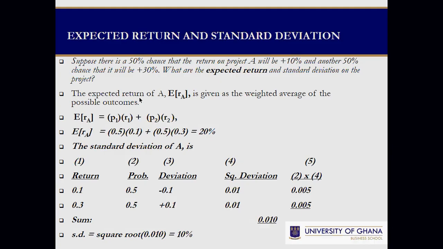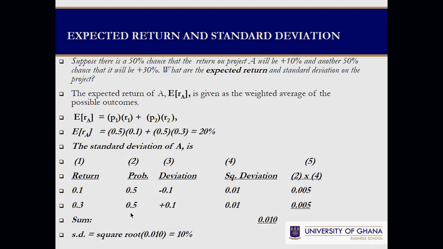Now the expected return of A, which is ER, is given as the weighted average of the possible outcomes. Remember, I told you that expected return is equal to the return on the asset times the probability. The first return was 10% with a probability of 50%, plus the probability of the second one, which is 50%, times the return, which is 30%. So the expected return on this asset is 20%.